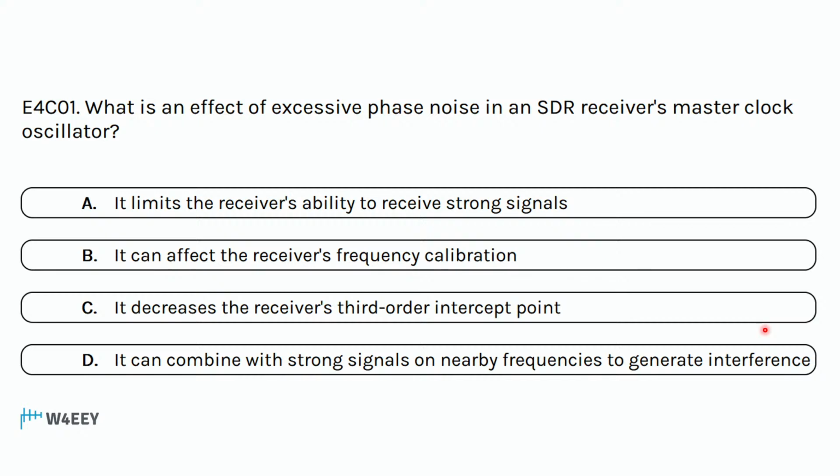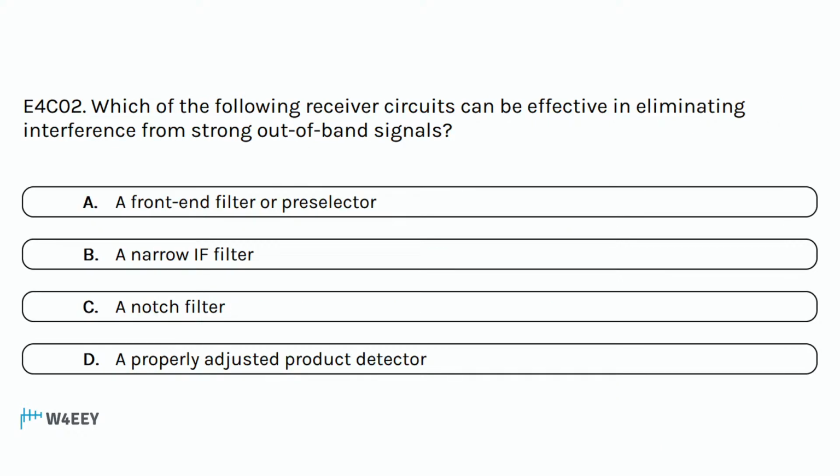So what is an effect of excessive phase noise in an SDR receiver's master clock oscillator? B. Delta, yes, it can combine in the digital domain with strong signals on nearby frequencies to generate interference. Wow. So which of the following receiver circuits can be effective in eliminating interference from strong out-of-band signals? Alpha. Yeah, a preselector or a front-end filter?